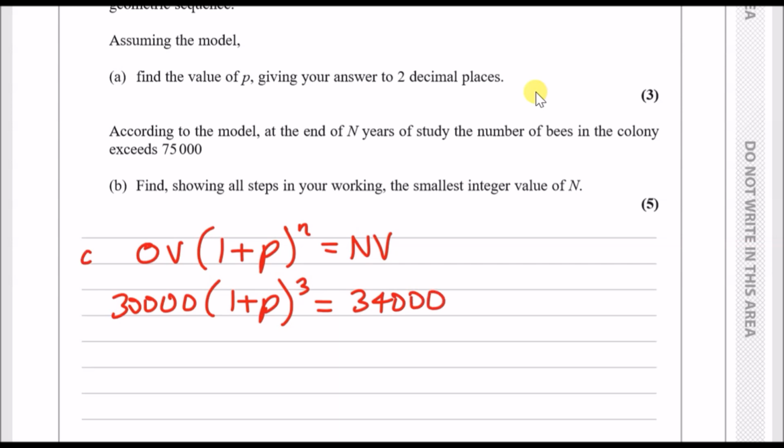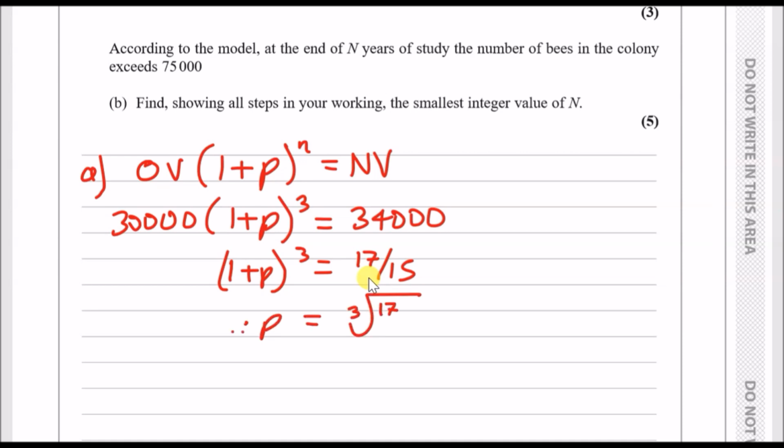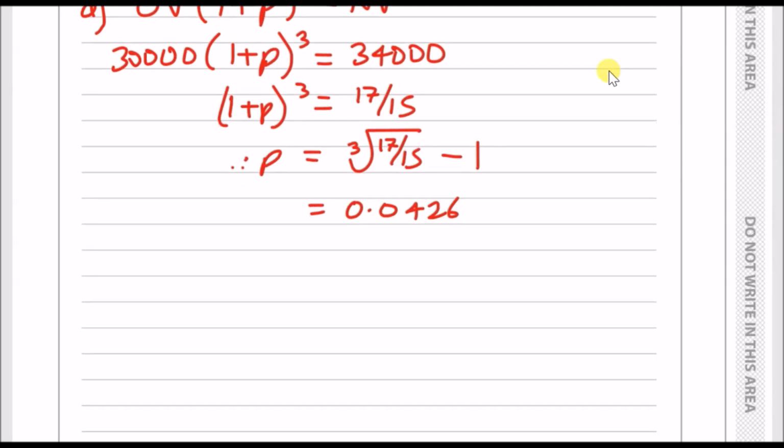And yeah, all you can do here, guys, is literally just rearrange and find the value of p. So to do that, I'll divide 30,000 across, so I'll be left with 1 plus p to the power 3. Well, 34,000 over 30,000, that just simplifies to 17 over 15. And then you could find the cube root of this, and then subtract 1. So therefore, you can say p equals the cube root of 17 over 15, and then minus 1, and you actually end up with a p result of roughly 0.0426. And because they want p as a percentage, well, you can say therefore p is actually 4.26%. And that's it, that's literally part A done.